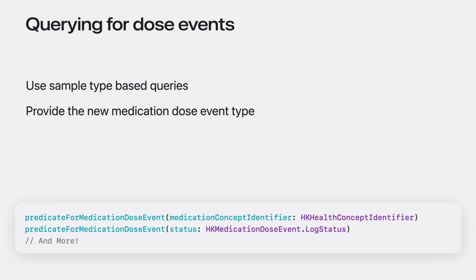We've also introduced a variety of new query predicates for dose events. When considering which dose events to fetch, it's most useful to fetch them by medication or by log status. Now that I've given you an overview of these APIs and some examples of data, let's check in with Srishti. She's built an app that incorporates medication and dose event data from HealthKit.